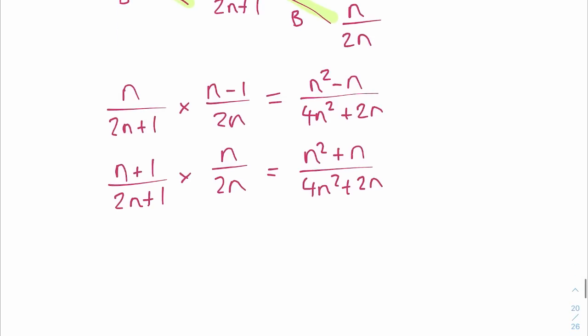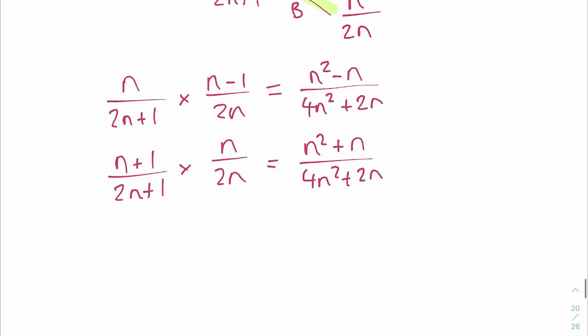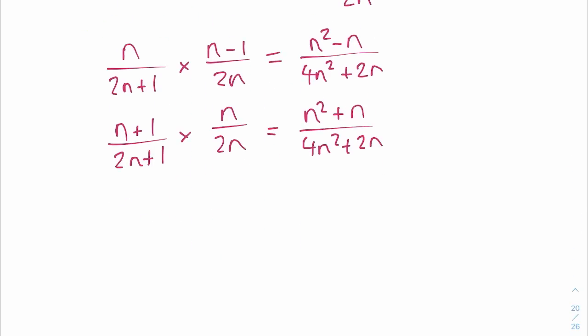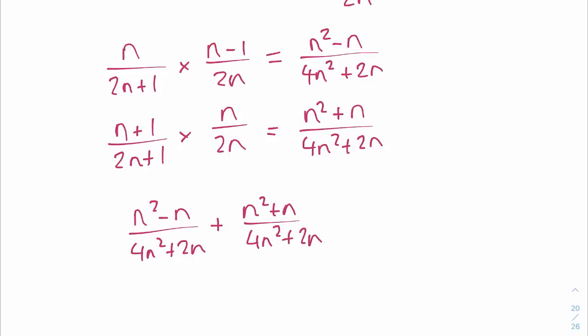So there's our two fractions. Now the probability of them both happening means that we need to add them together. So n squared minus n over 4n squared plus 2n added to n squared plus n over 4n squared plus 2n. Now the denominators are going to stay the same when you're adding the fractions together, so that'd still be 4n squared plus 2n. The numerators, we've got n squared add n squared, which is 2n squared, and then minus n add n just cancels out to 0.